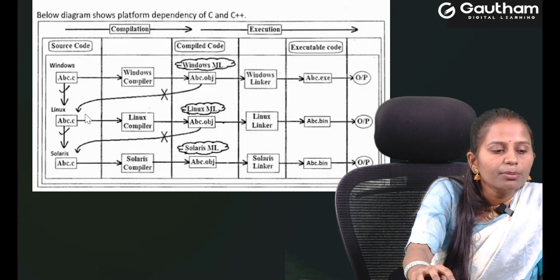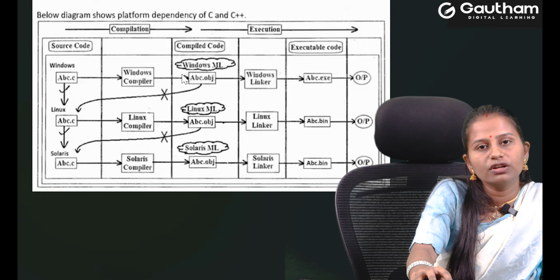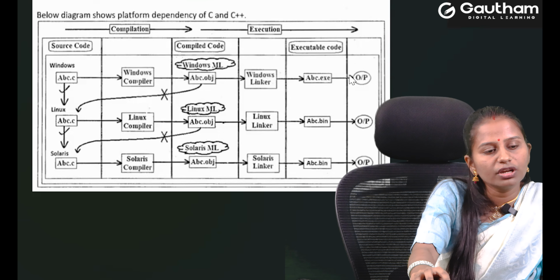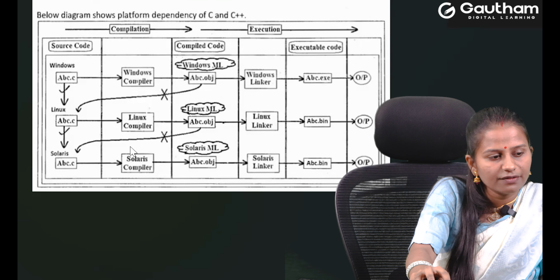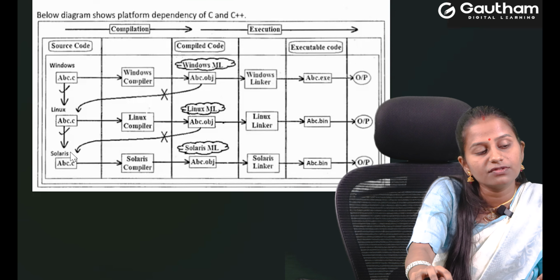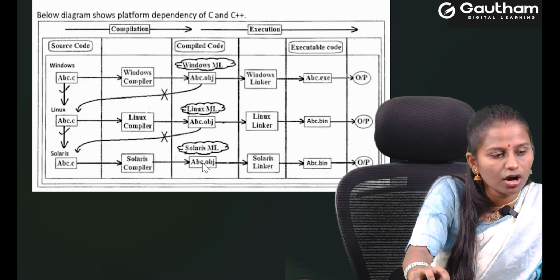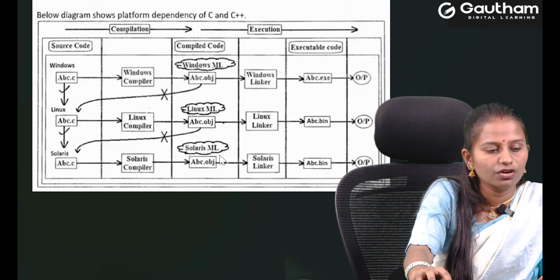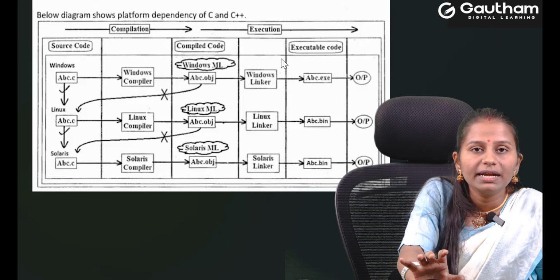In C, what will happen? If it is Windows, then it should be run on Windows only. Then only you will get the output. In the same system you should run. If it is Linux, it should be of Linux type only. The generated machine language you cannot pass to another operating system such as Solaris. The Solaris machine language you cannot pass to Windows. If you pass it to Windows, it will not get executed. This is about platform dependency.